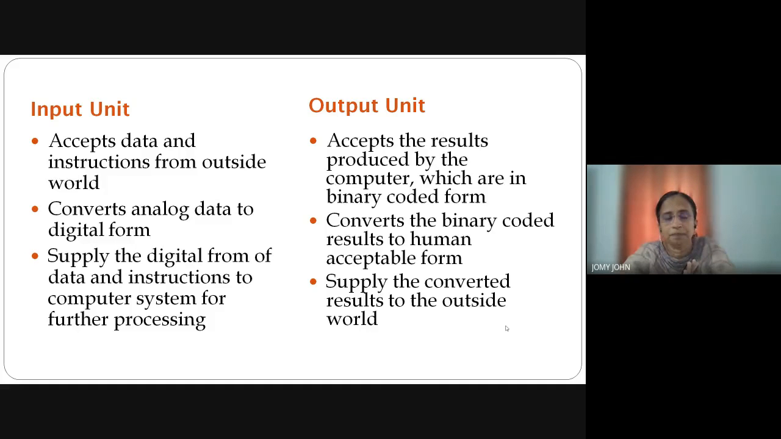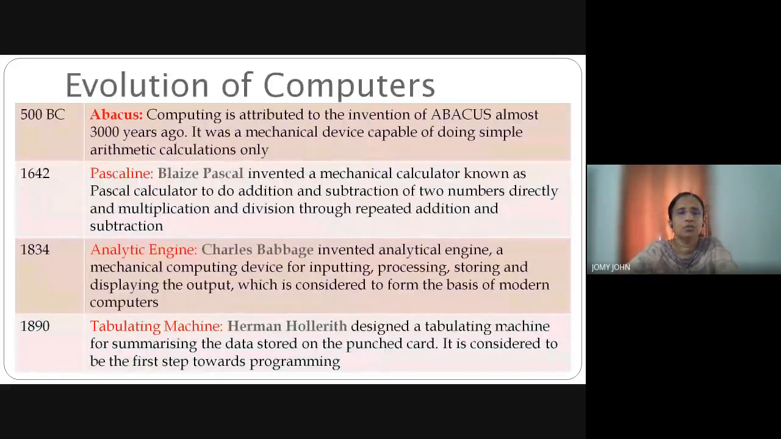Okay, so clear? Now I'll just go through the evolution of computers. Here in the slide, only the major findings are displayed. In between, there are a lot of findings, but only the major breakthroughs are displayed. So we can say that computing using a machine, a device, started around 500 BC, around 3000 years ago, using the abacus. Do any of you know about the abacus? Some of you might have learned it. It is a mechanical device capable of doing simple arithmetic calculations.